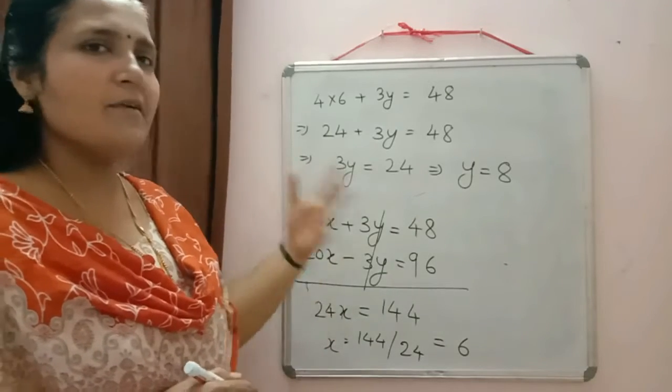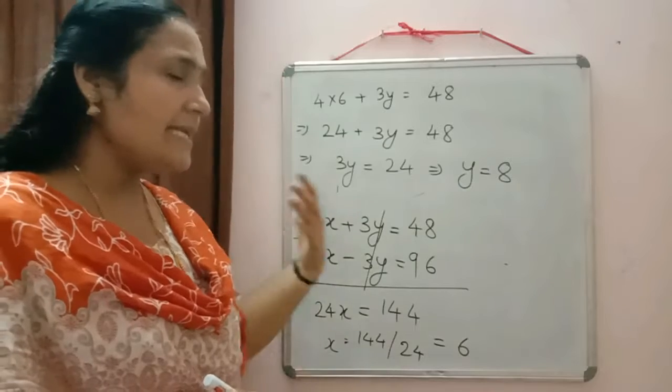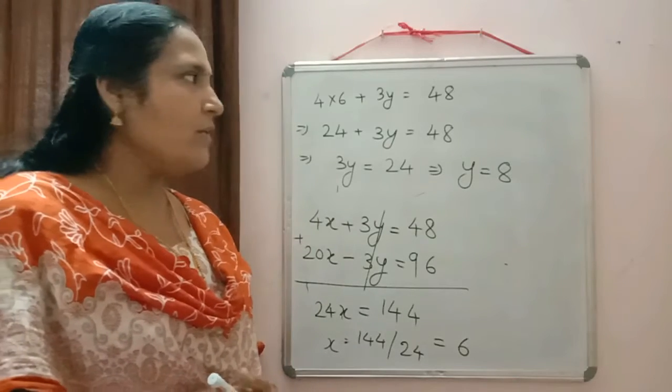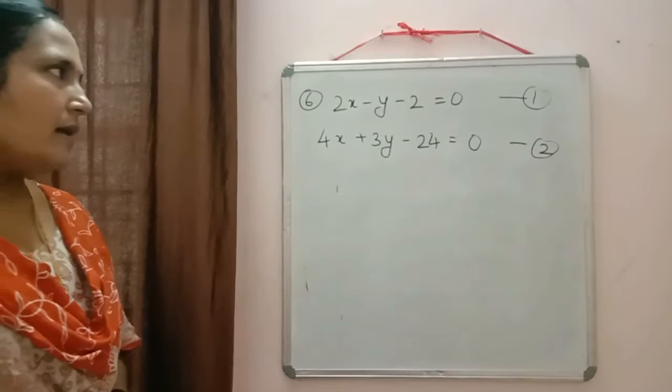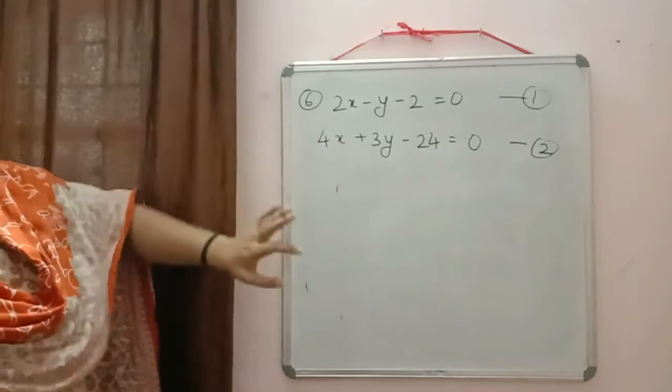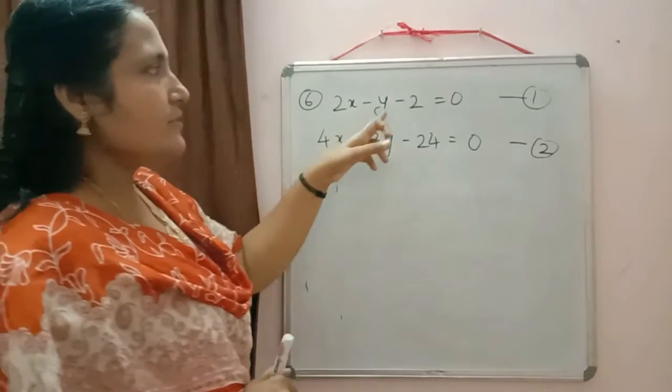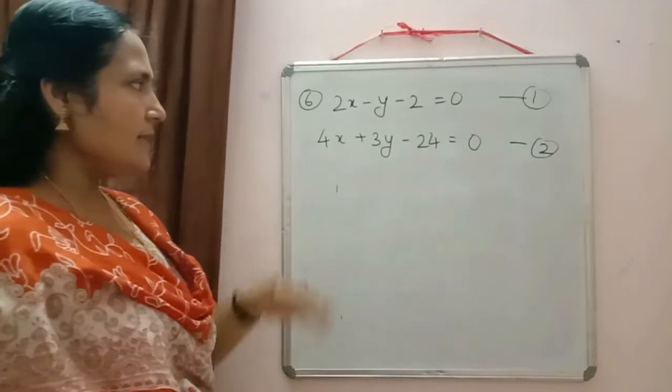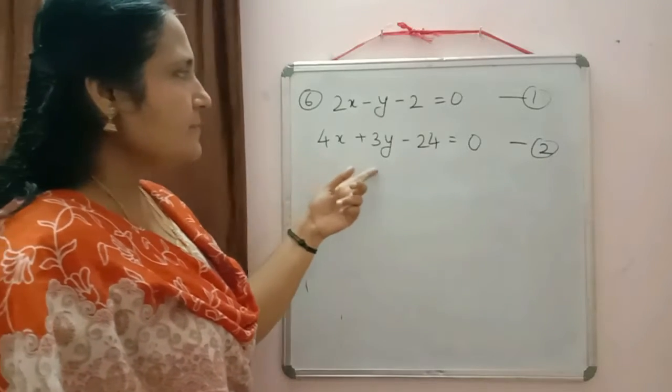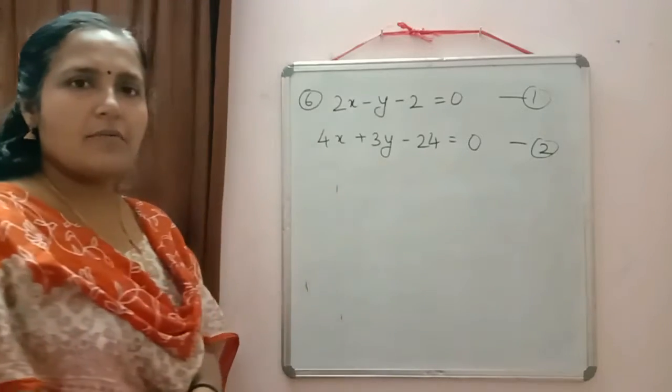Mostly students are using this method only because they find it easy to solve. So moving on to the next question. Equations are already written there. First equation is 2x minus y minus 2 is equal to 0, and second equation is 4x plus 3y minus 24 is equal to 0.